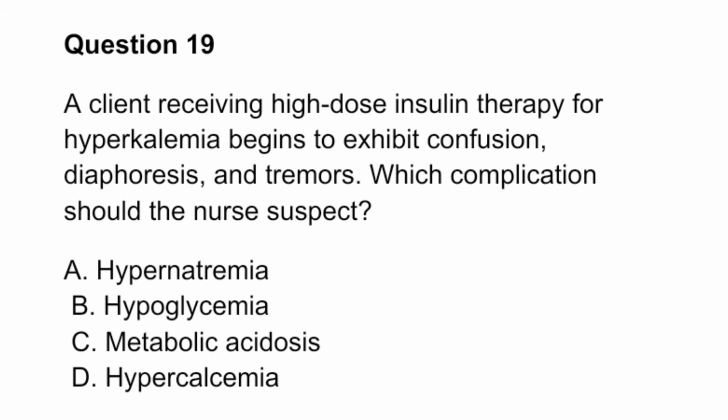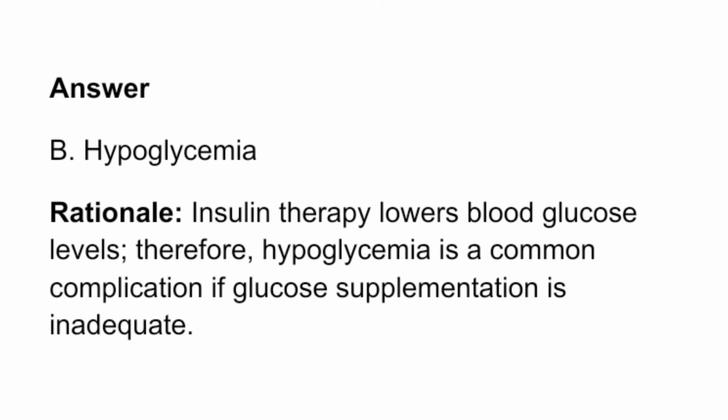Question 19. A client receiving high-dose insulin therapy for hyperkalemia begins to exhibit confusion, diaphoresis, and tremors. Which complication should the nurse suspect? A. Hypernatremia. B. Hypoglycemia. C. Metabolic acidosis. D. Hypercalcemia.